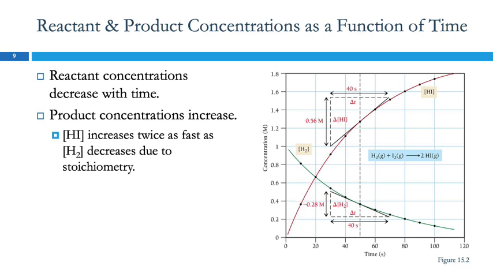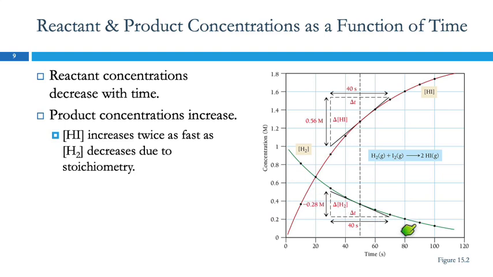The red line is the concentration of the product, HI. Well, we started with none of that, and as time goes on, that concentration increases, right? So one is decreasing, the other is increasing. But the HI is increasing twice as fast as the H2 is decreasing. Because of this coefficient, we're making 2 of these for every one of those, so it's going to appear twice as fast.